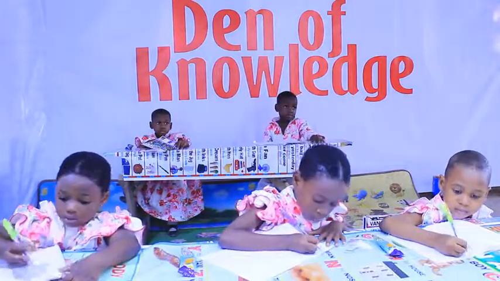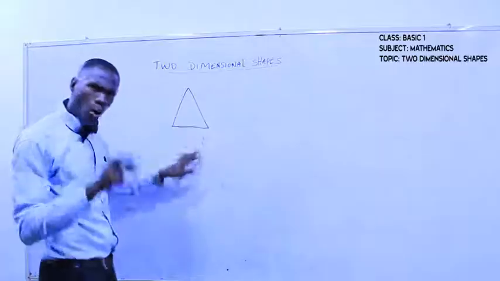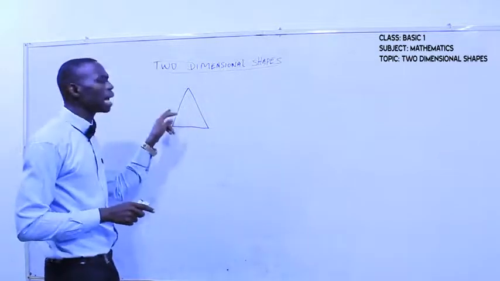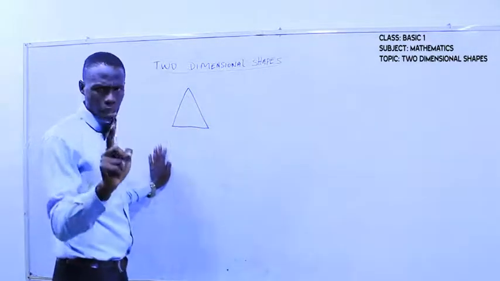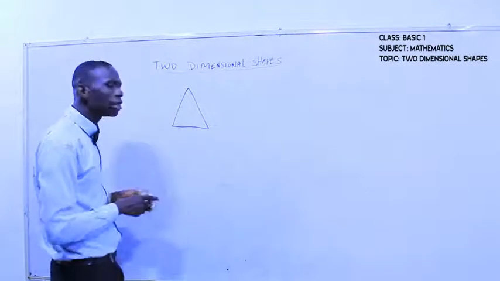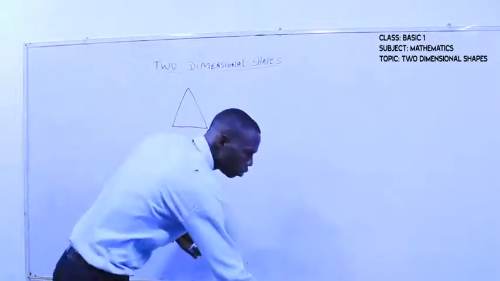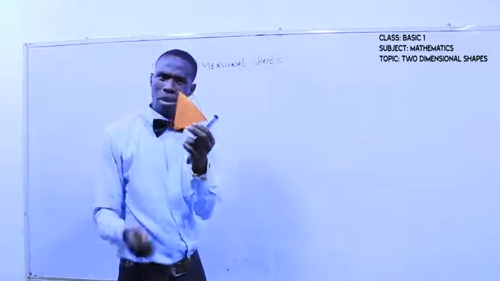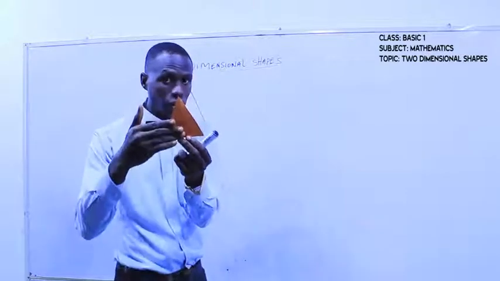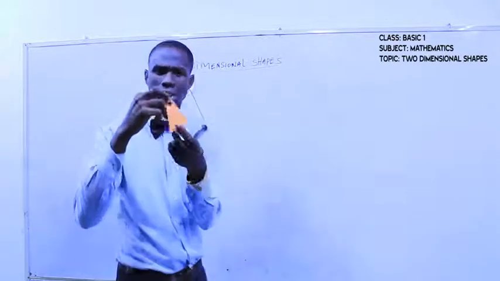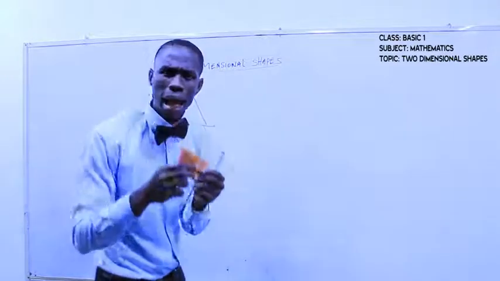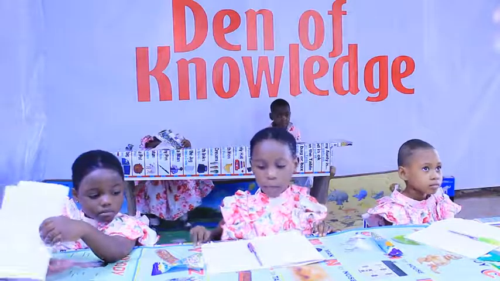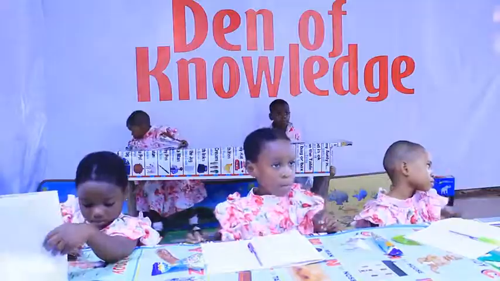If you look at triangle, it has three sides. But we call it two-dimensional shape. Why? Because only two sides will be considered. And it has two faces. Look at this. What is this, children? It is triangle. It has only two sides, front and back. That is to say, it has length and width, or height and base.